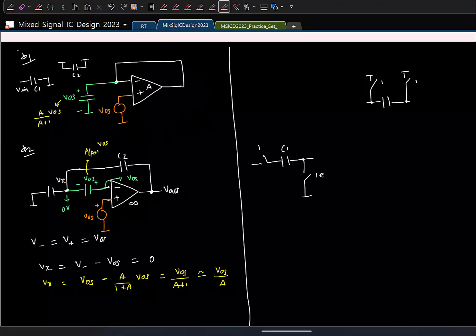Op amp is in unity feedback. So this is the op amp. Again, the offset is here. So I have to put it in unity feedback in phase 5.1. What should I do?